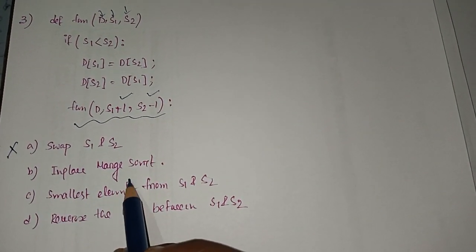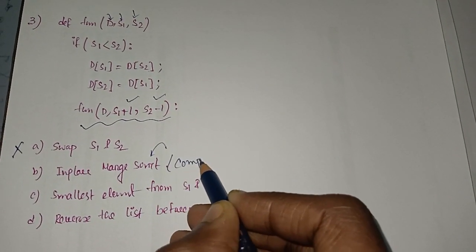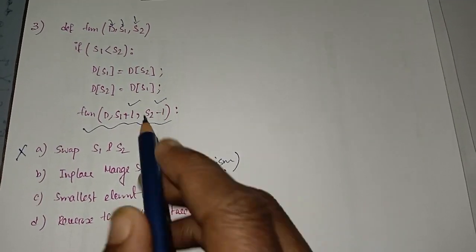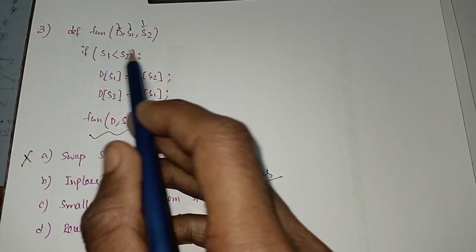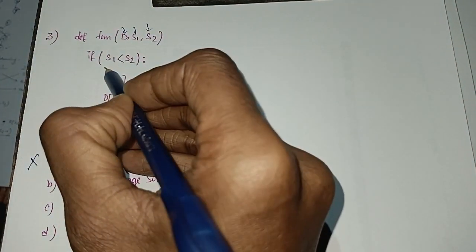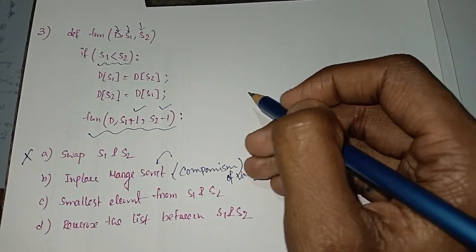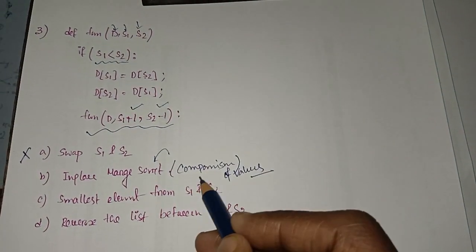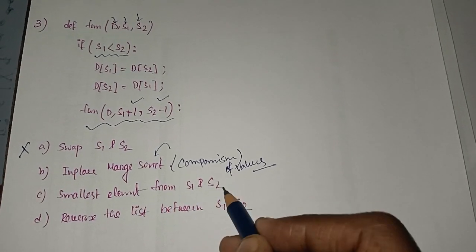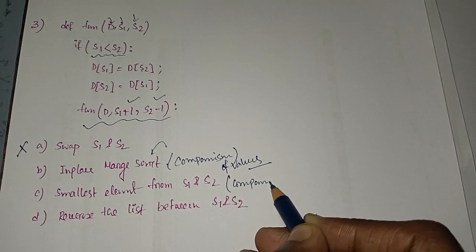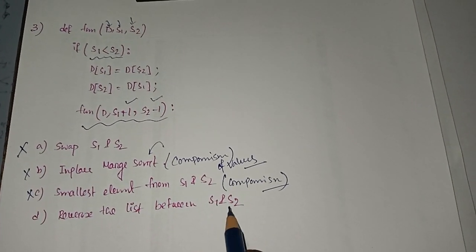The second option is in-place merge sort. If we do the merge sort, we have to check the comparison of the values. But here we do not have to check any comparison. We would have to check whether the index pointer values are greater than the other index pointer values, which is not the case here. So this is not getting the comparison. The smallest element of s1 and s2 is again not a comparison. So this option is not validated. So the option is reverse of the list between s1 and s2.